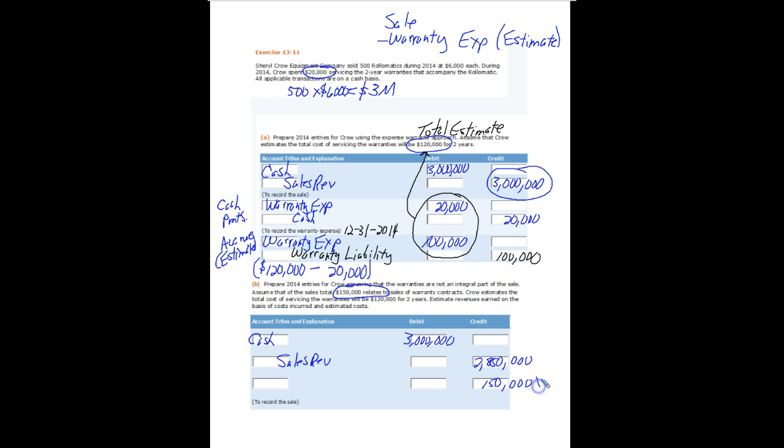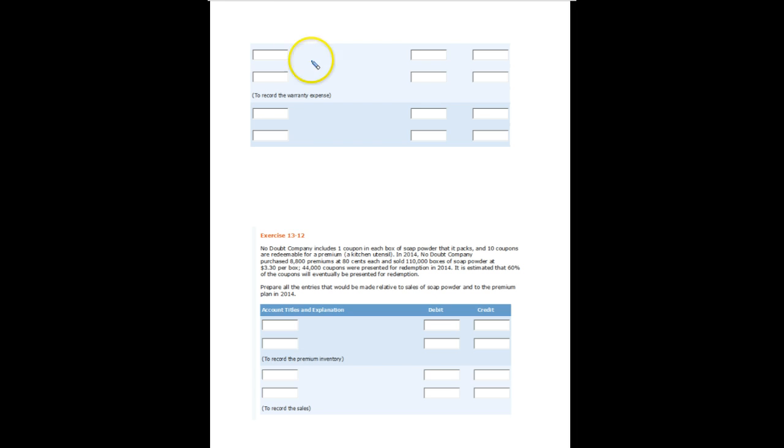But here's going to be the catch. We haven't earned this yet. We haven't earned the $150,000. The $150,000 is going to be earned over this 2-year period. So at the time of the sale, we haven't earned it, which means it's unearned. So we'll have unearned warranty revenue, but it is a liability. Again, unearned revenue for the warranty is a liability, just to remind you. Okay, let's go to the next page and see what we need to record.